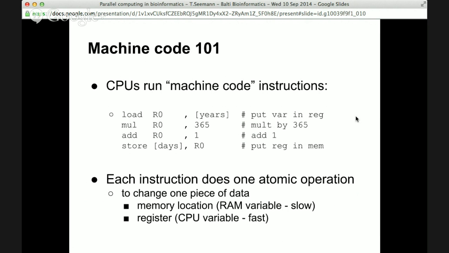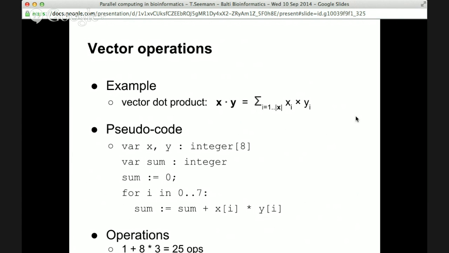It's very simple atomic operations that do one small thing, and they change one value at a time. And the thing about machine code is that these registers, like R0, are very fast to access, whereas going back to memory is relatively slow. So we want to try and keep things in registers and out of memory. So that was a nice simple introduction.